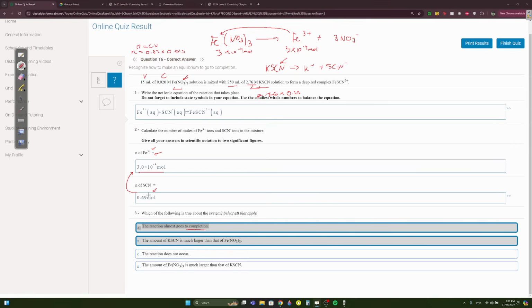But when it reaches equilibrium, the concentrations will remain constant. They won't change, right? So that's why what they're saying is it almost goes to completion. Before it reached equilibrium, it's almost finished. And look, it's almost used up completely. Okay. The amount of KSCN is much larger than that of FeNO3.